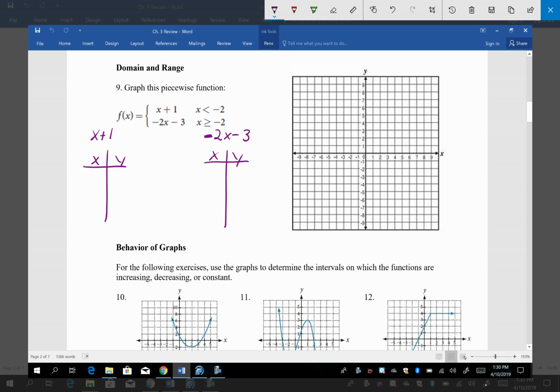So, for the first piece, what values for x am I using for x plus 1? That's less than negative 2. So what are numbers that are less than negative 2? Negative 3, negative 4. Very good. So let's just say negative 6. We'll get an idea of what's happening. You'll notice I'm going to write negative 2. Should I be plugging that into this part? No. Why not, Giuseppe? Because it's not or equal to.